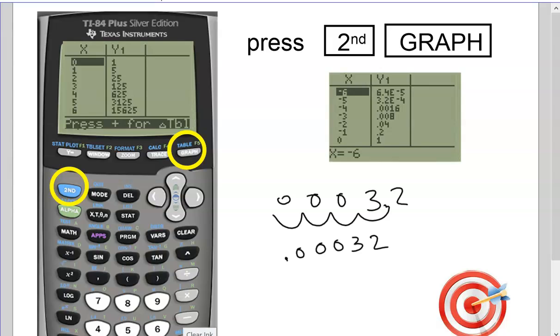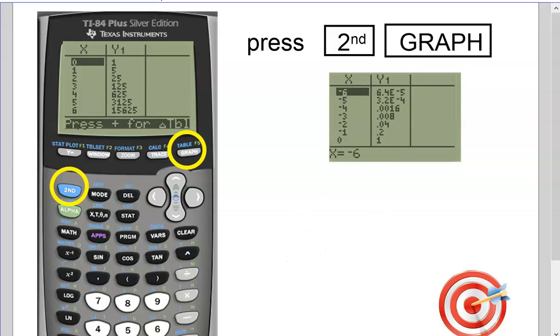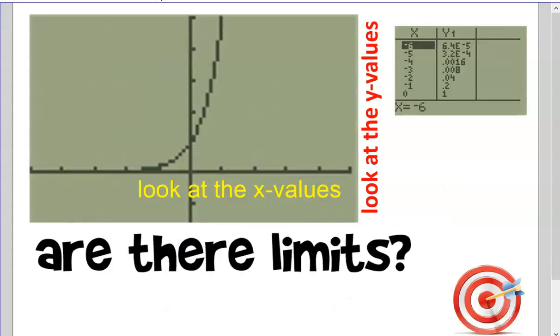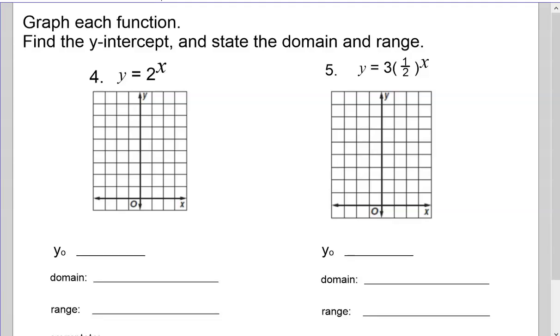All right, so let's take a look at our calculator's table again, and let's see if we can find our y-intercept. Our y-intercept is always that value where x is 0, so our y-intercept is 1. And then when we're looking at the graph, we can also kind of identify if there are any limits or asymptotes here. Looks like it approaches the x-axis but never actually crosses it. So why don't we practice in our notes here? You should have these examples in your notes. Why don't we practice graphing some of these with our calculator?